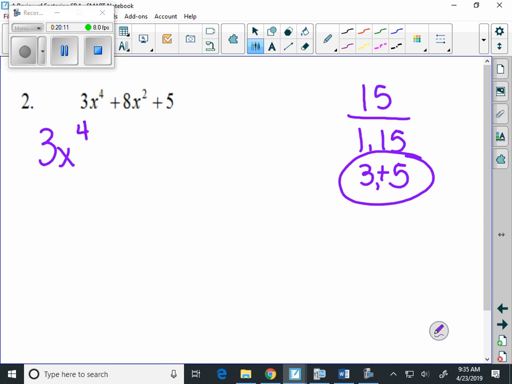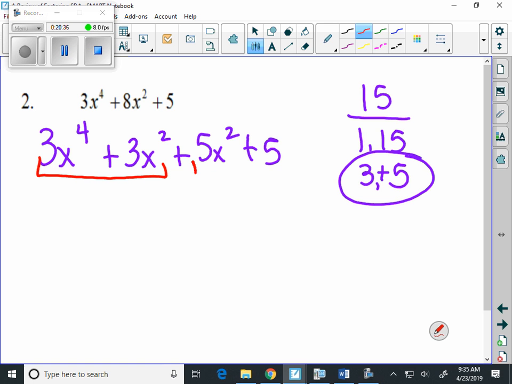So we've got 3x to the 4th and the plus 5. And now we're splitting the middle. The only difference is that the middle has an x squared term. So it's going to be plus 3x squared. It's going to be plus 5x squared. Make sure that you're using the middle value. And now we can group.